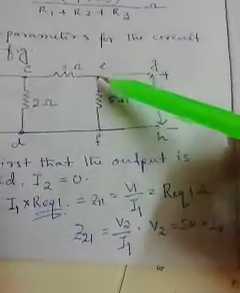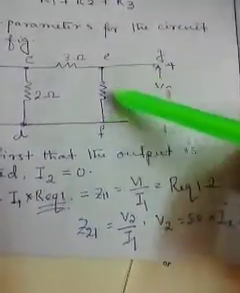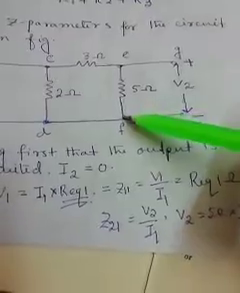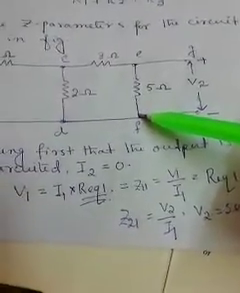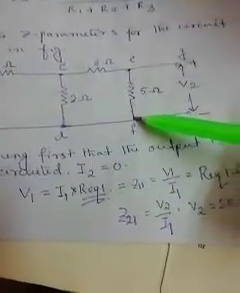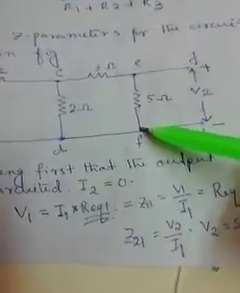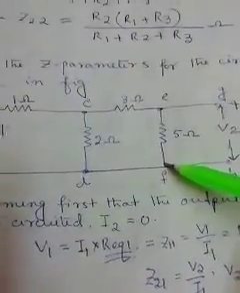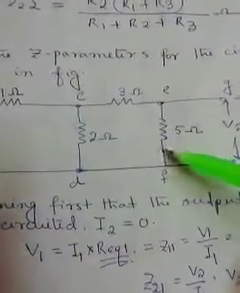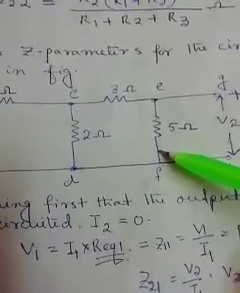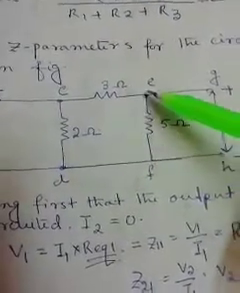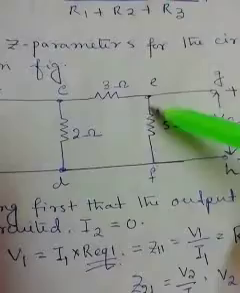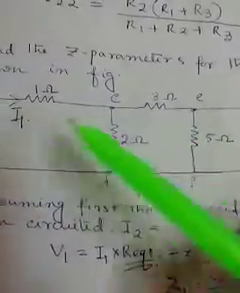So how do we find out the current flowing through this 5 ohm resistor? We have to simply apply the current division rule. Already for calculation of Z11 we have seen how the currents get divided. So here, according to the current division rule, we can calculate the current carried by this 5 ohm resistance as a part of current I1.